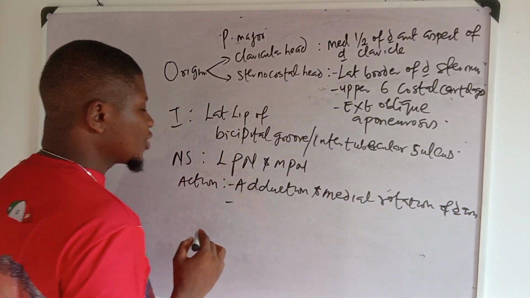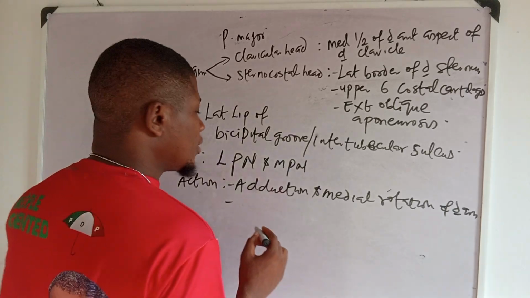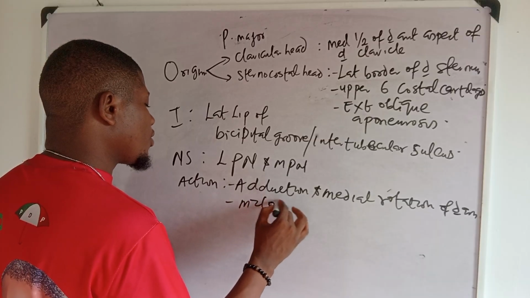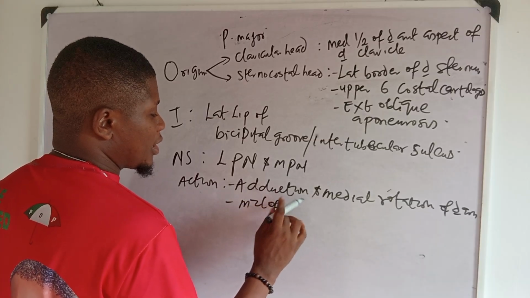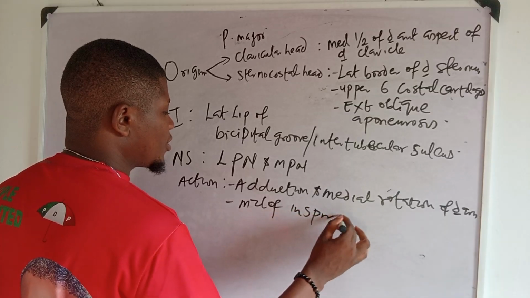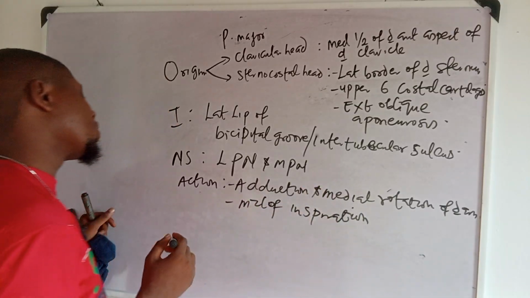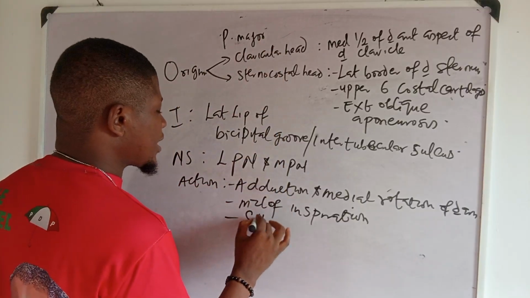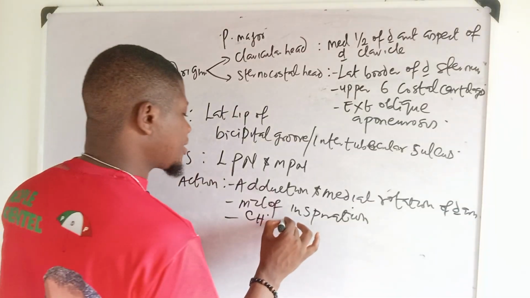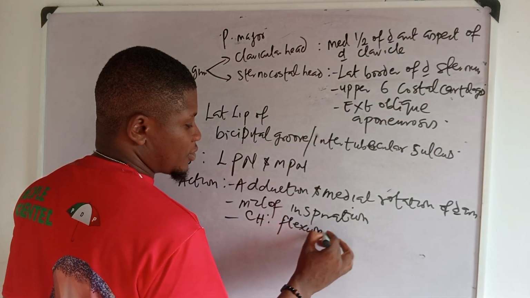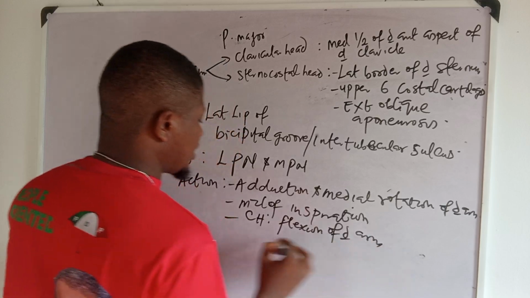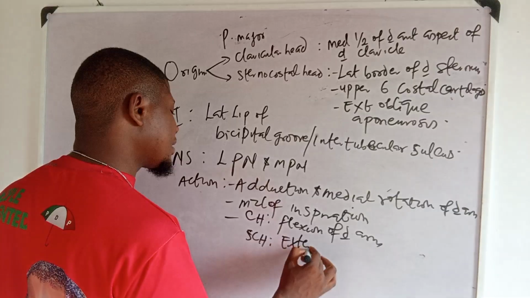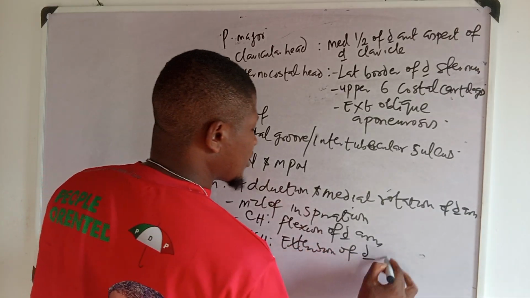Then another one, uniformly you can still say it is a muscle of inspiration. Then this head, the clavicular head, has a unique function. It helps in flexion of the arm. Then the sternocostal head helps in the opposite, extension of the arm.